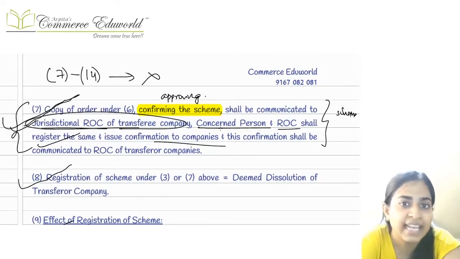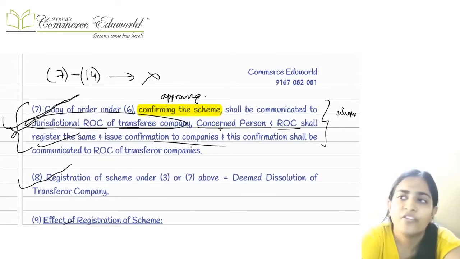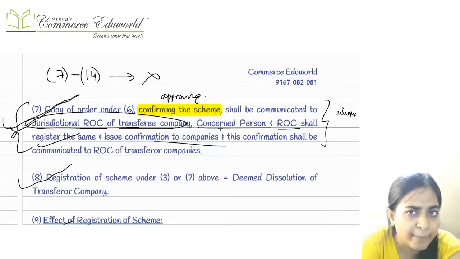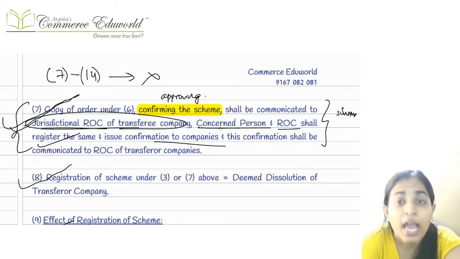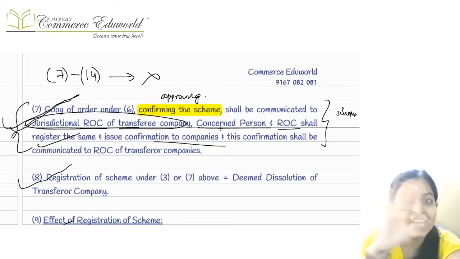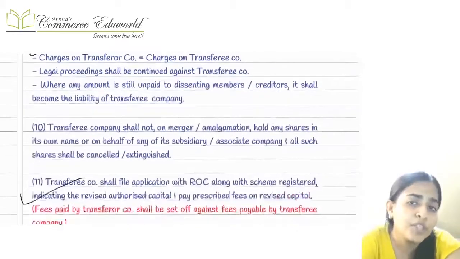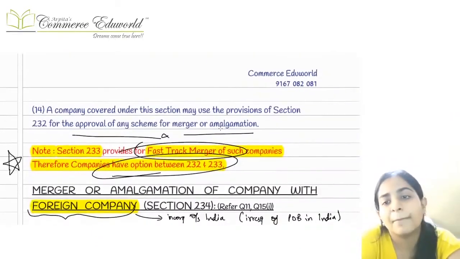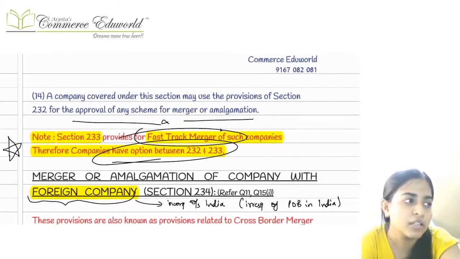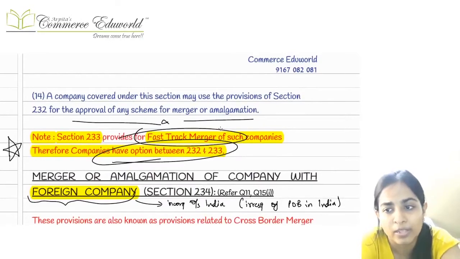Okay, dissolution of the selling company is going to happen, transfer of assets, liabilities, etc. is going to happen, legal proceedings will get transferred. Again, that point of authorized share capital fees, that same provision will become applicable here also. Okay, the most important thing here is the two companies about which we spoke, that is the small companies and the holding and the wholly owned subsidiary company.